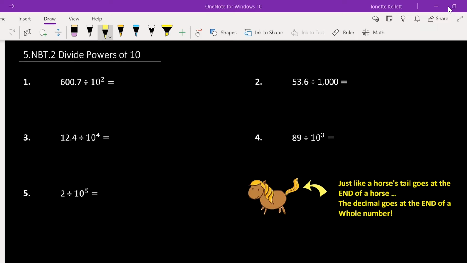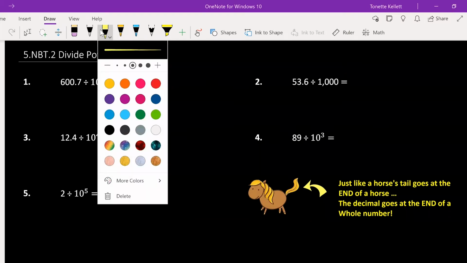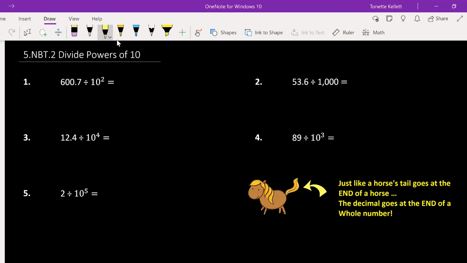This is 5.NBT.2, Divide Powers of 10. We've already looked at multiplying powers of 10. If you missed that video, you need to watch that one. Today we're doing divide powers of 10. It's very similar, just a little bit different. The only difference is when you multiply powers of 10, you move the decimal to the right. When you divide powers of 10, you move the decimal to the left.